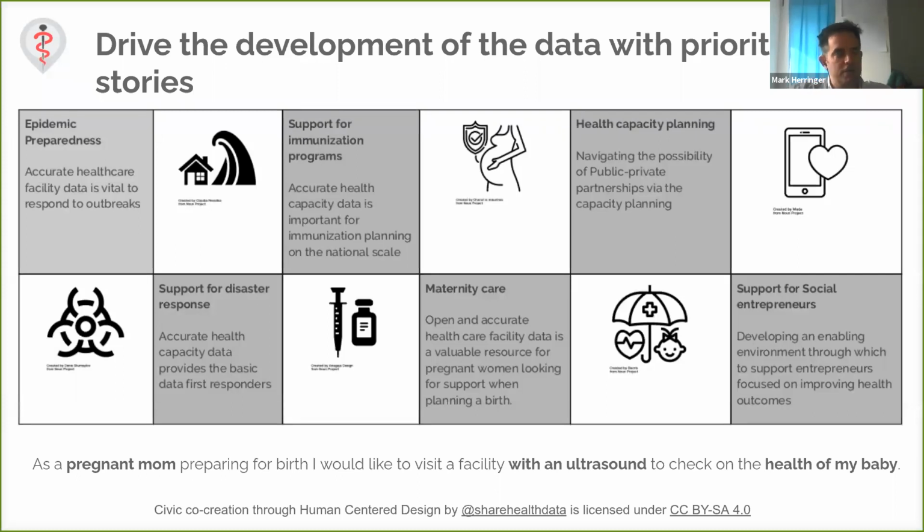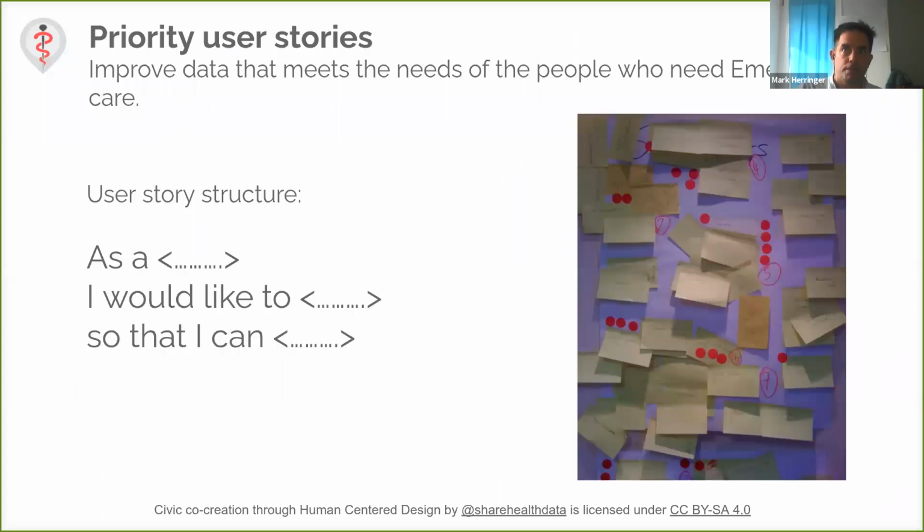And in the emergency context, we could write a story in the form of, as a pregnant mom preparing for birth, I would like to visit a facility with an ultrasound to check on the health of my baby. So this is the structure that I'm going to communicate to you in the next few slides. And it allows us to identify which attributes in the OpenStreetMap baseline health facility standard we should focus on. So getting back to our user story, as something, your persona, I would like to, so that I can. So that's the structure that we write our stories in.